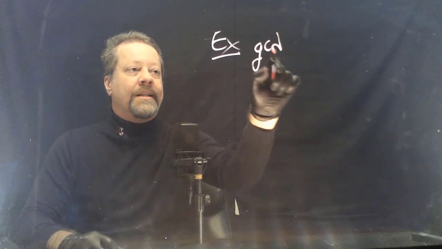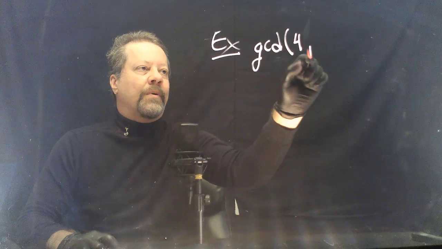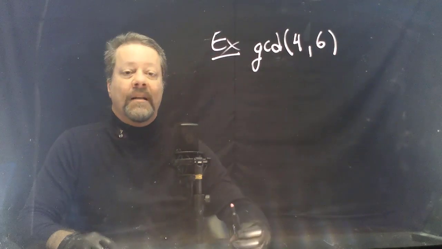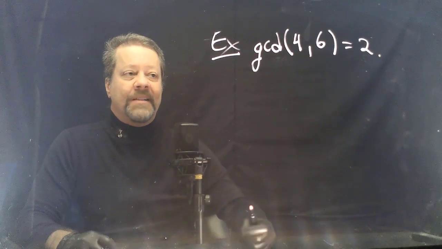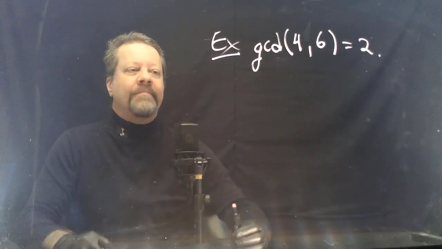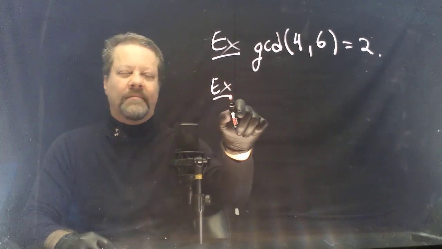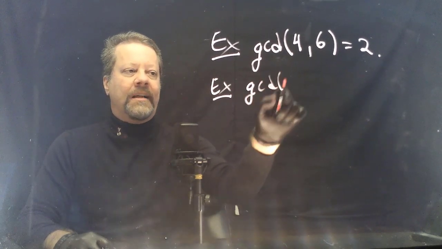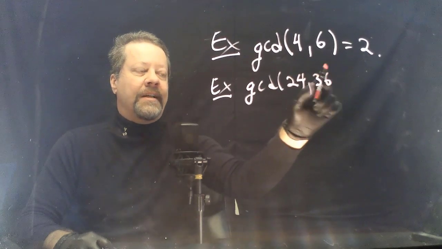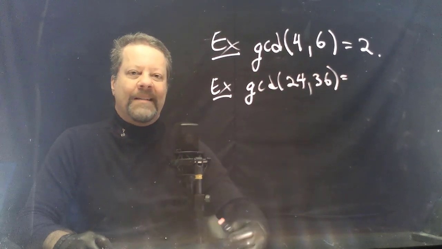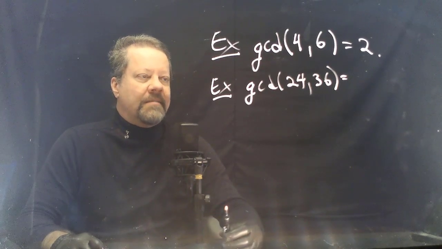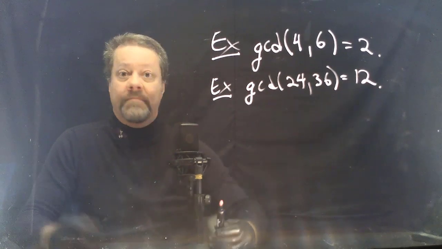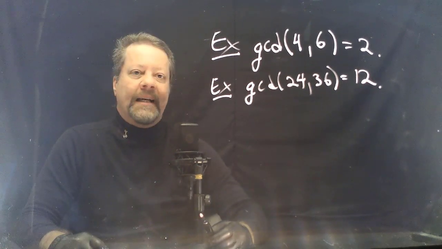Let's do a quick example. Suppose we're trying to find the greatest common divisor of 4 and 6. Well, they're both divisible by 2. And that's the biggest thing that divides both. Let's find the GCD of 24 and 36. What's the biggest natural number that divides both 24 and 36? Well, the answer here is 12. 12 goes into both, and that's the biggest thing.